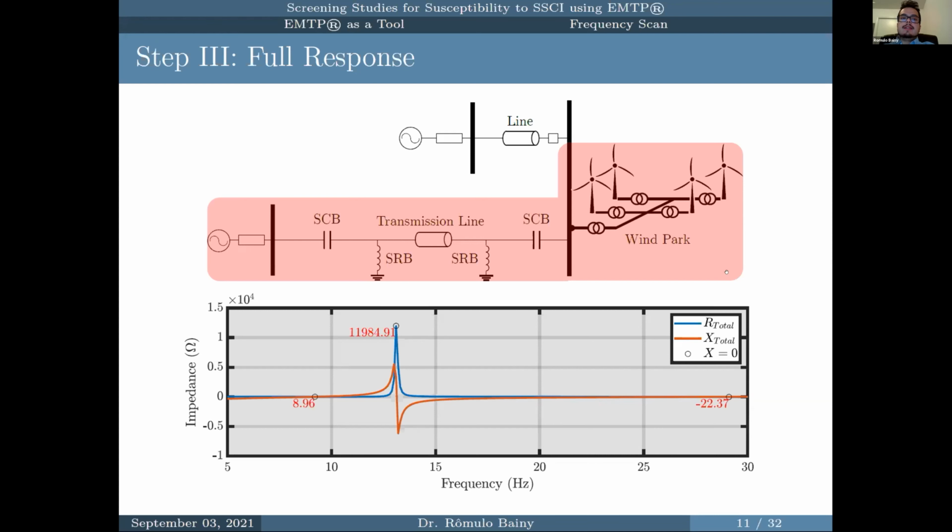Okay, so again, this is a double mass representation, and that's the standard representation that you have in the wind park block of EMTP.